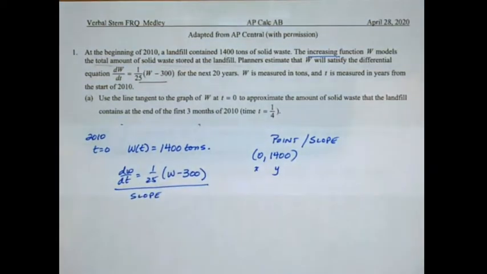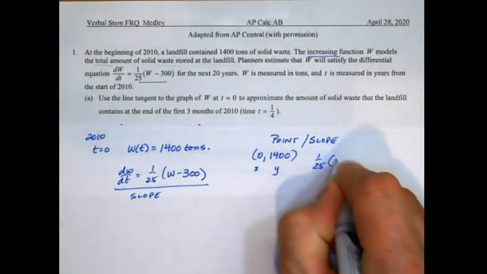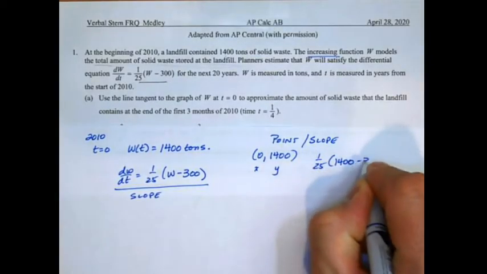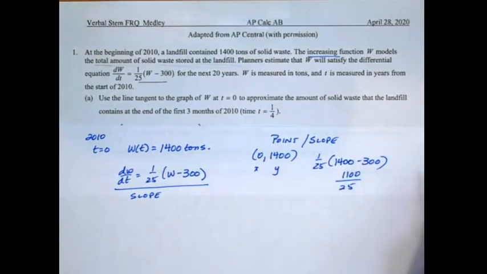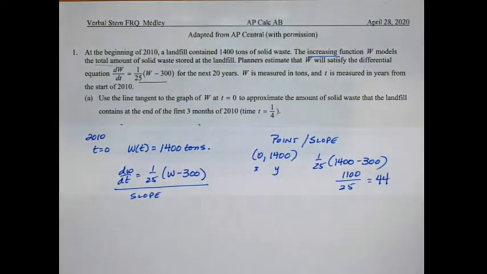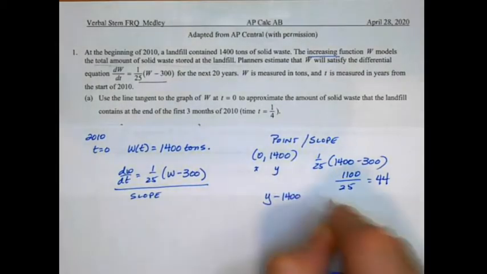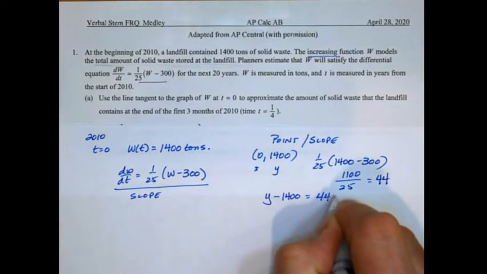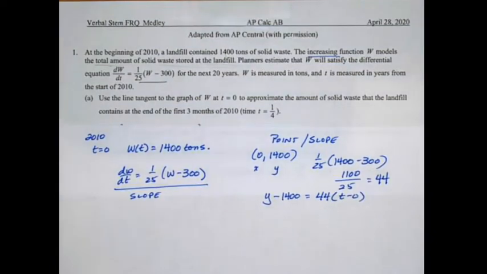So what I'm going to do is plug in W equals 1,400. 1/25 of 1,400 minus 300 is 1,100 divided by 25, basically. So how many 25s are in 1,100? That would be 44. So that's our slope. Here's our equation: y minus 1,400 is equal to 44 times t minus 0. You could leave it like that.